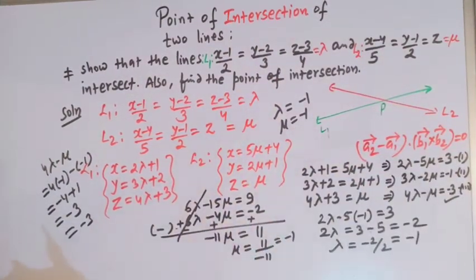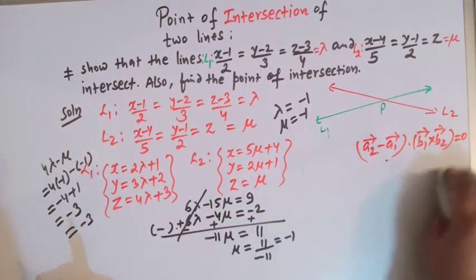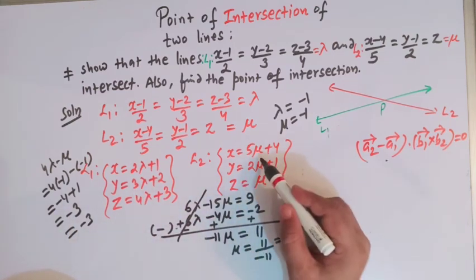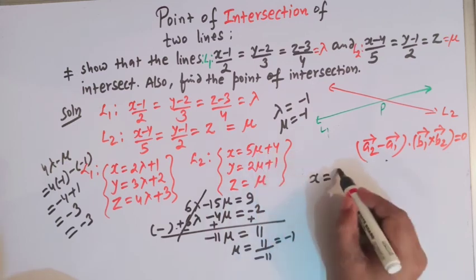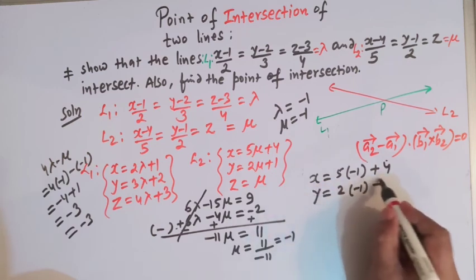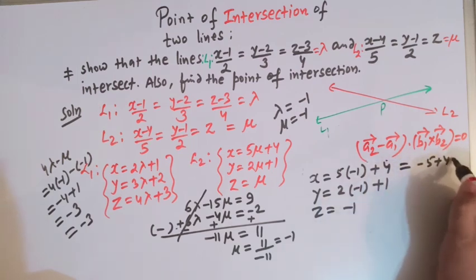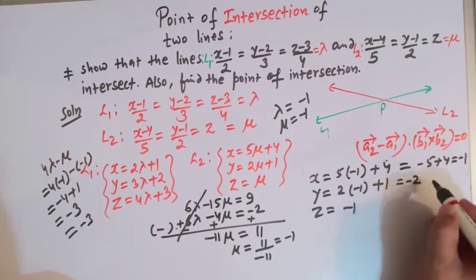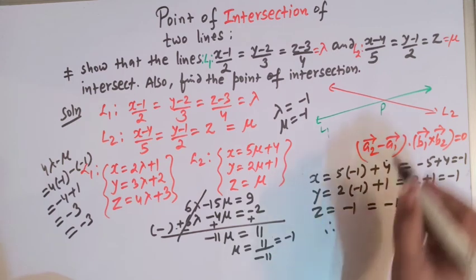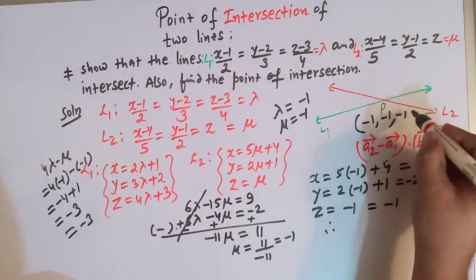Now in order to find out the point of intersection, we will substitute the value of lambda and mu in any of these two coordinates. So let us substitute here. So we get x is equal to 5 times minus 1 plus 4, y is 2 times minus 1 plus 1, and z is equal to minus 1. So we have minus 5 plus 4, that is minus 1, and this is minus 2 plus 1, that is minus 1, and here we have minus 1. So therefore the coordinates of this point P are minus 1 comma minus 1 comma minus 1, right?